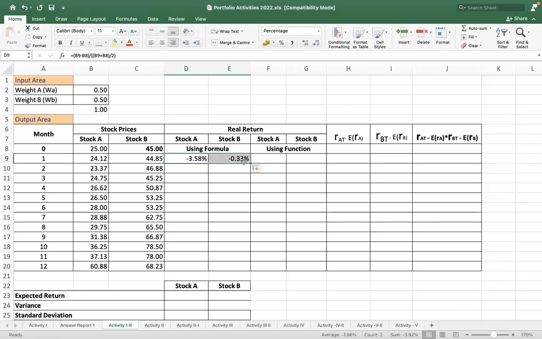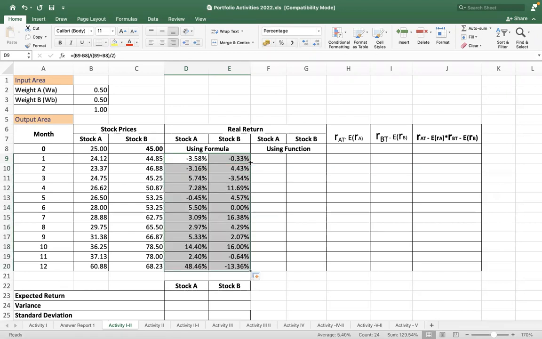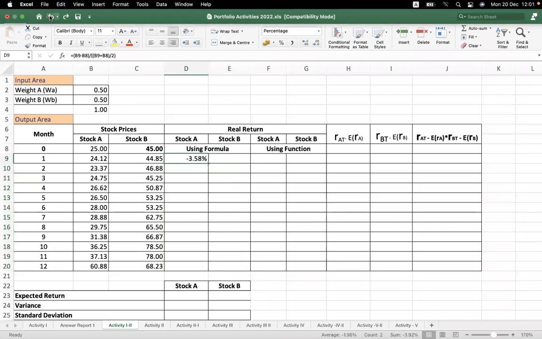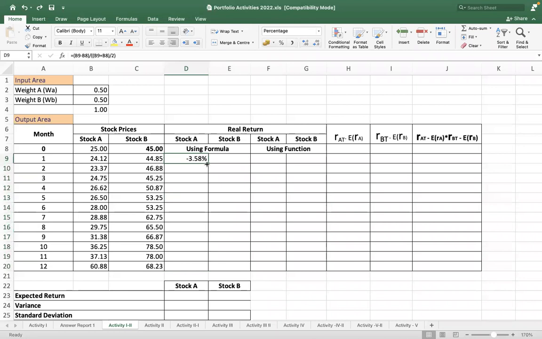We can drag it over here, so then it automatically calculates the return of stock B, and we can just double click on it and see how easy it is. If you are using Excel, even if you have thousands of data points, within one second you can get the detailed output. So what I did here is, I applied the formula to the first cell, then I just dragged it into stock B as well.